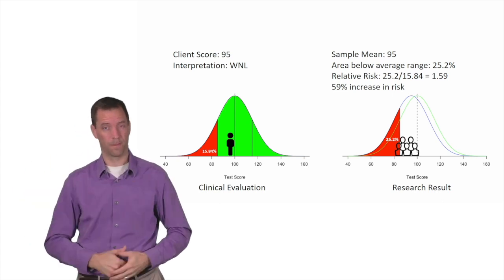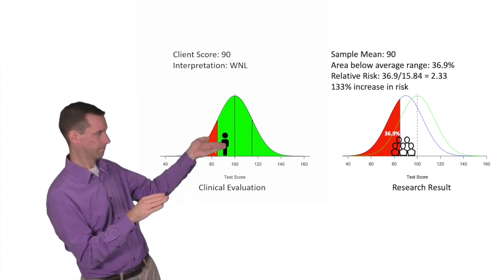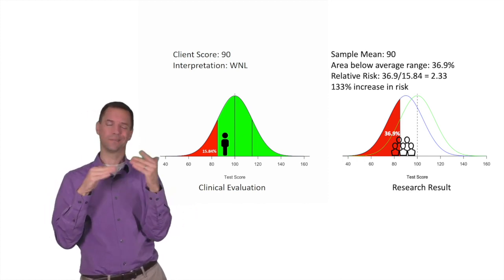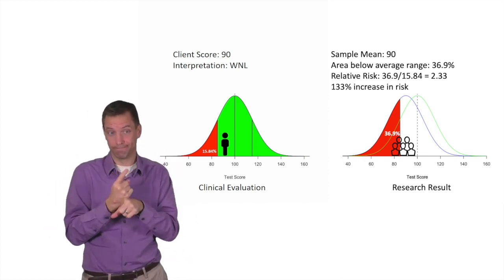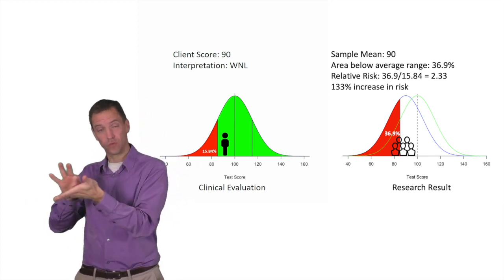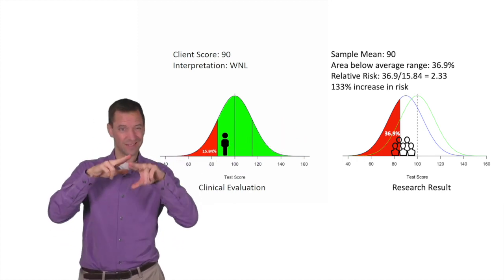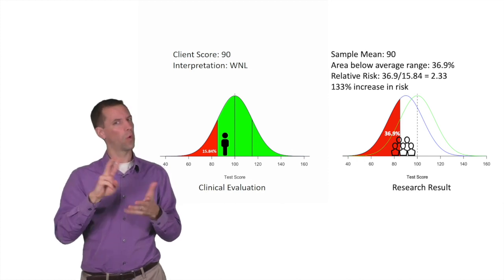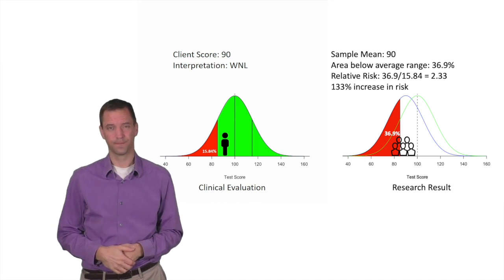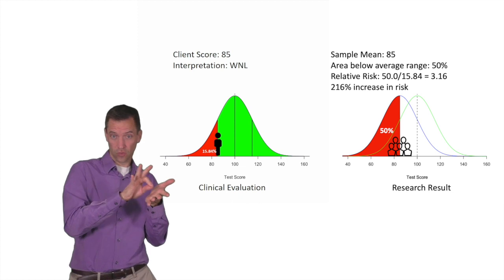So now look at what happens when the population distribution shifts even farther down. Now let's suppose that your client has a score of 90, and the interpretation there is still pretty good. This is within normal limits, or within the average range, right? But notice in this research study, now this mean of the sample is a 90, and notice that population distribution has shifted to the point where 37% of the population is in the red area. That's a 133% increase in risk. Let me show you one more.